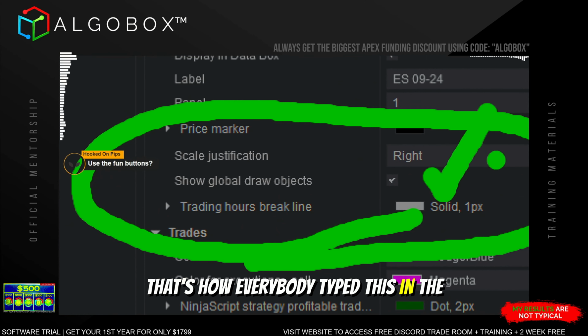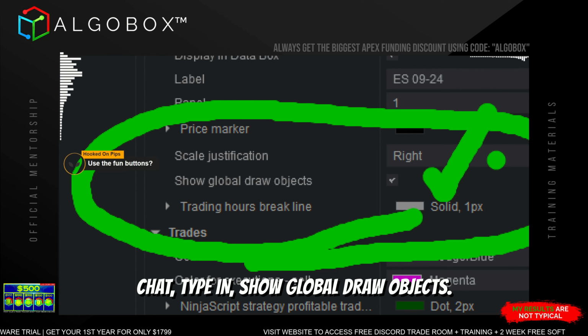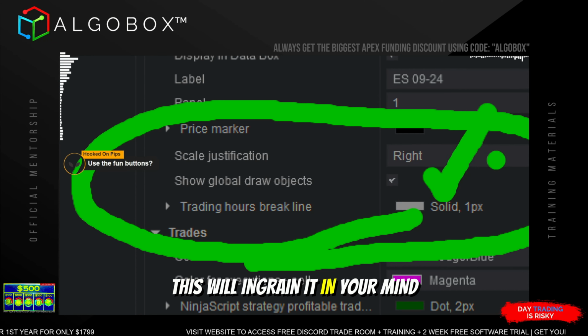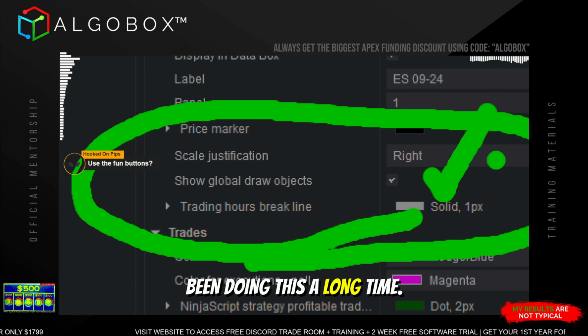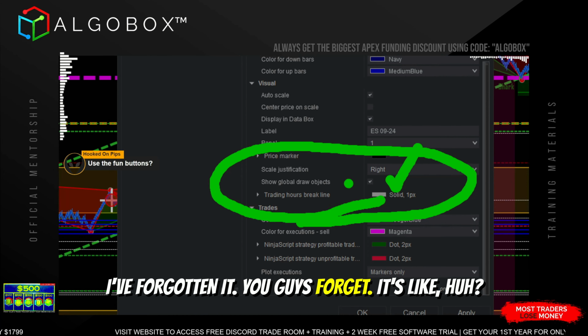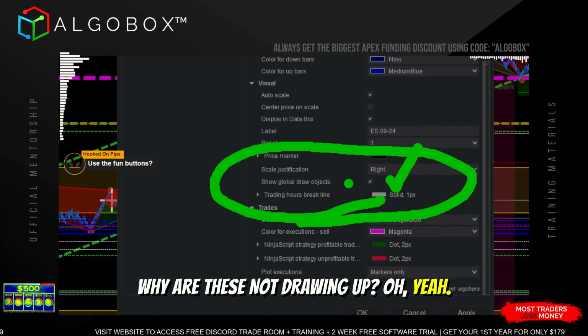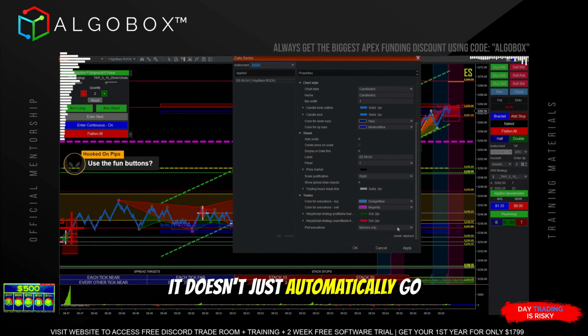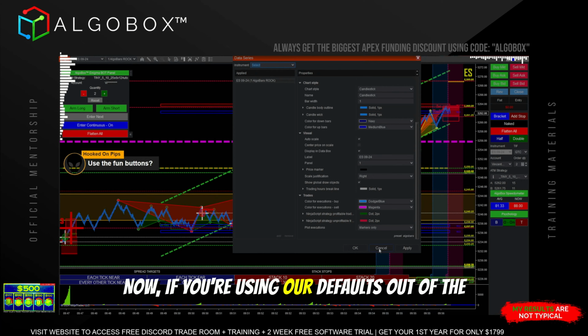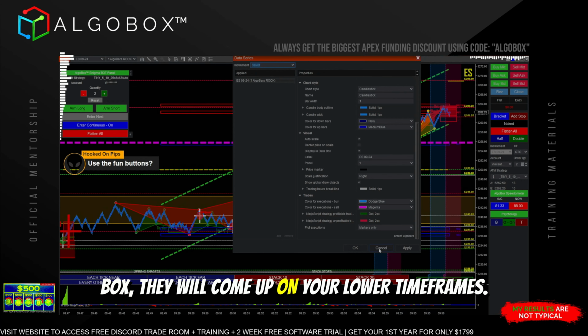Let's have everybody type this in the chat. Type in show global draw objects. This will ingrain it in your mind because this happens all the time. You're going to forget about this. I promise. I've been doing this a long time. I've forgotten it. You guys forget it. It's like, huh, why are these not drawing up? Oh yeah, the other charts have to allow the global drawing objects. It doesn't just automatically go to all your other charts. Now, if you're using our defaults out of the box, they will come up on your lower time frames.